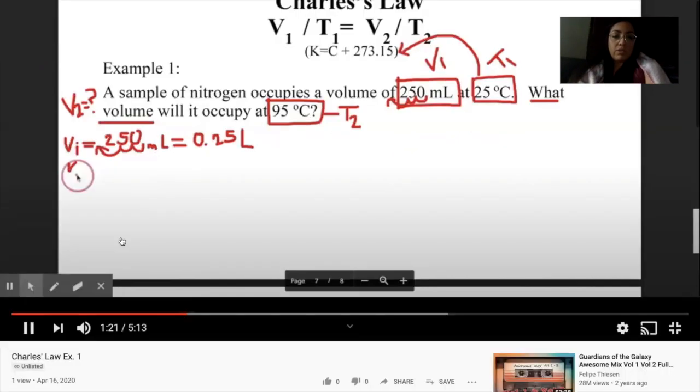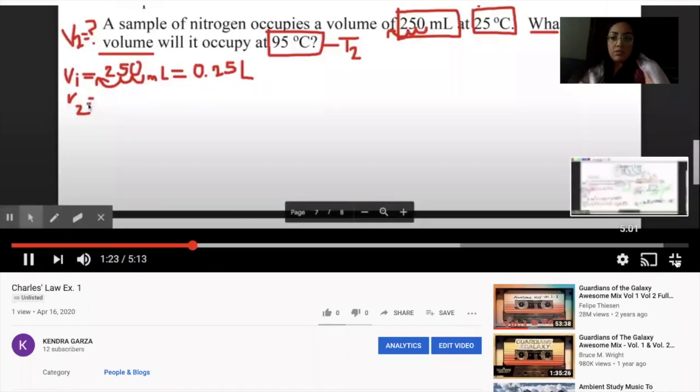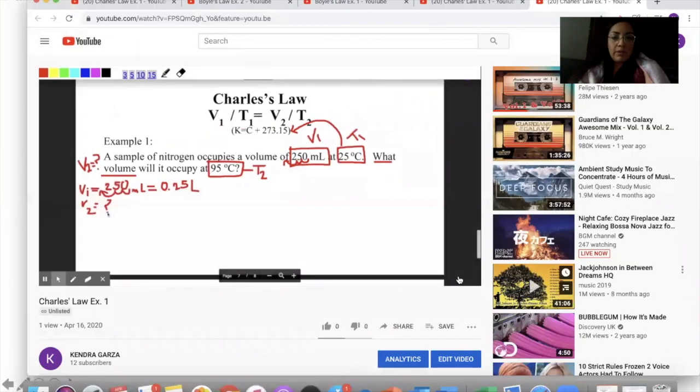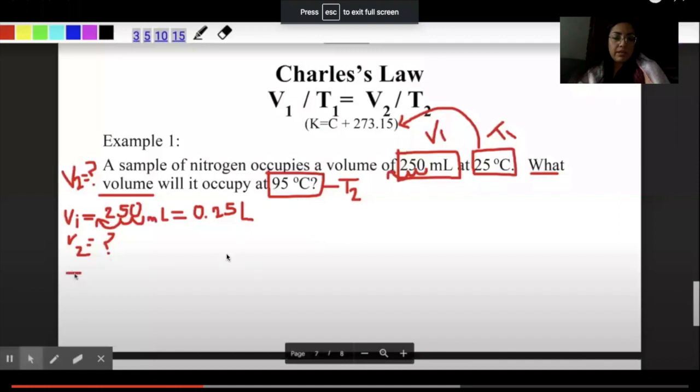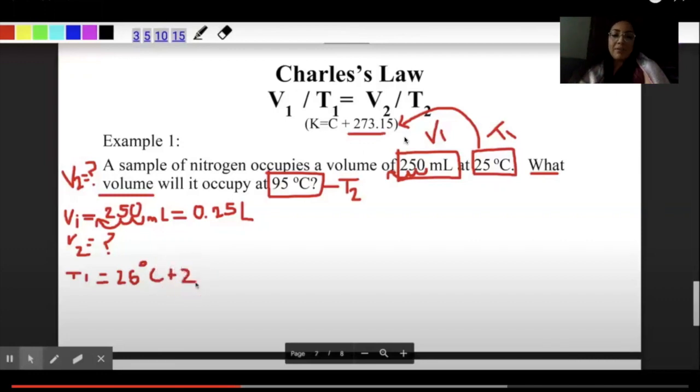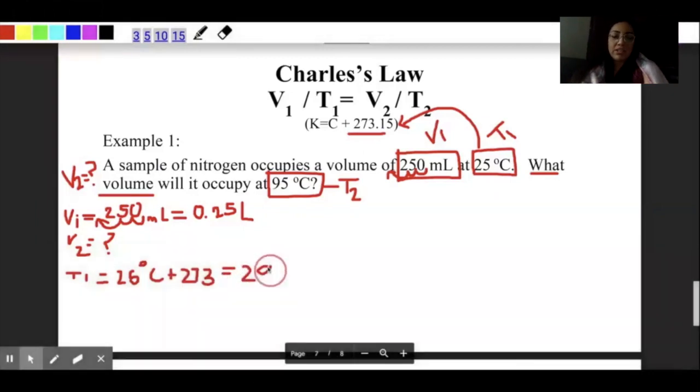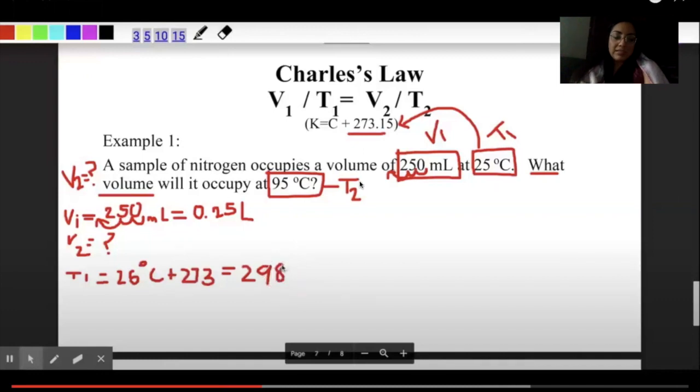V2, we don't know. We have a question mark there, so that's something that we're going to need to solve for. And then our T1 is going to be 25 degrees Celsius. I already made a note for myself up here saying that I don't want degrees Celsius. I need to add 273.15. Like I said before, a lot of people just round to 273. The formula technically says 273.15, but if you think about it, those will cancel each other out anyways, so it's almost negligible.